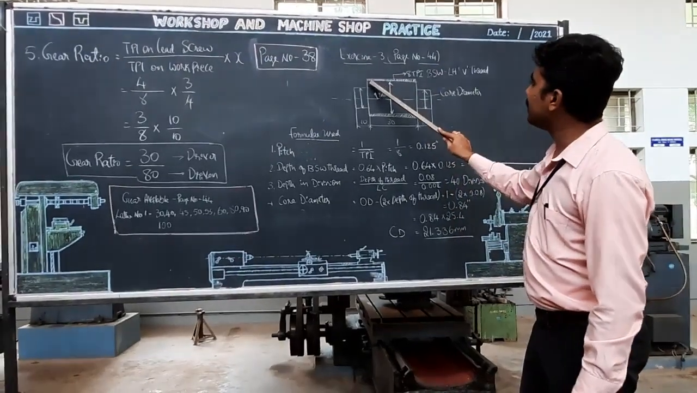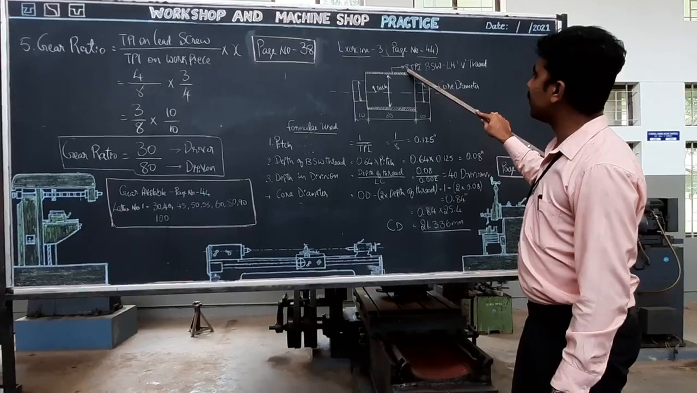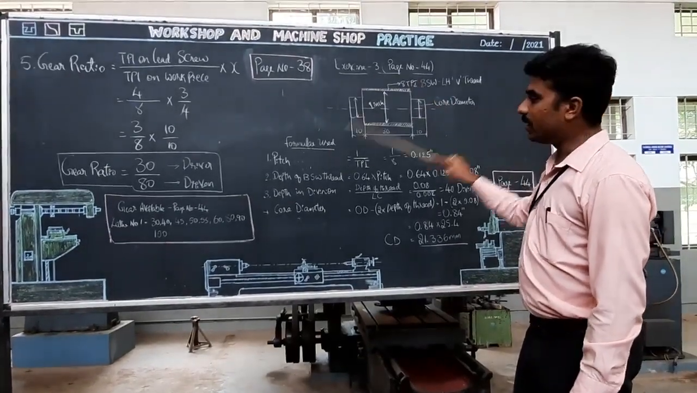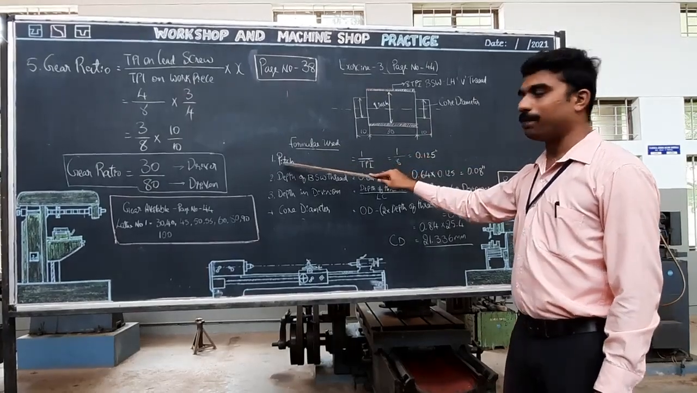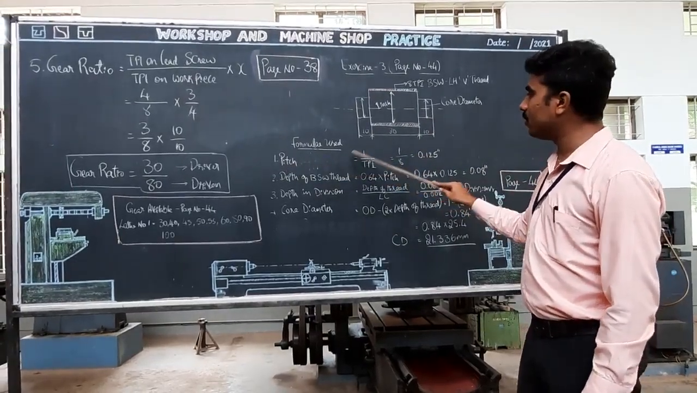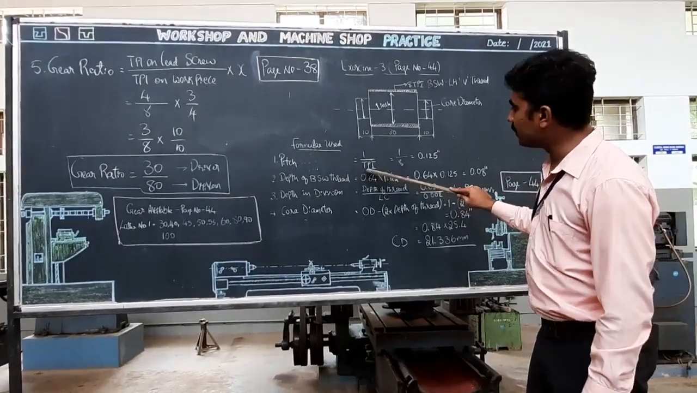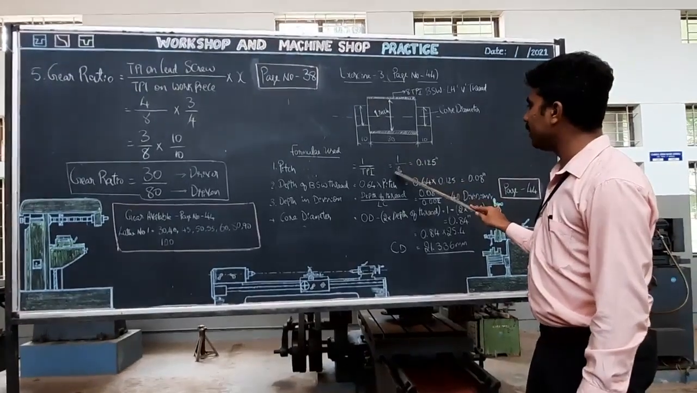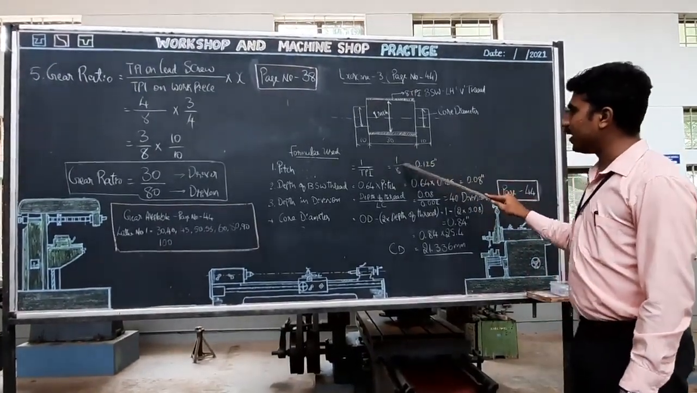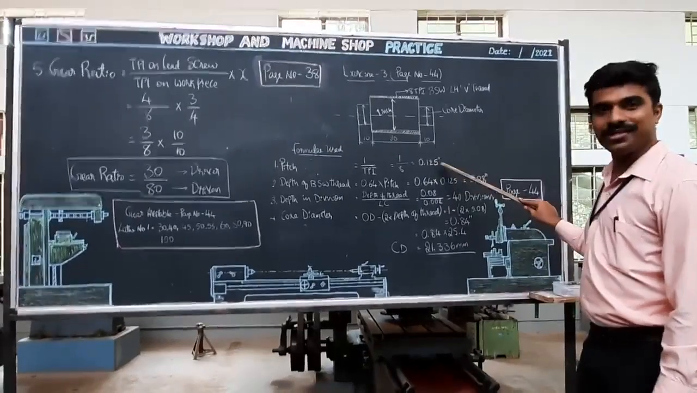They have clearly mentioned this is the portion where you will do the thread, and they have mentioned 8 TPI. The first equation to be calculated is the pitch. Pitch is equal to 1 by TPI, threads per inch. They have mentioned 8, so I have substituted 1 by 8. If you divide 1 by 8, you will get the answer 0.125 inch.